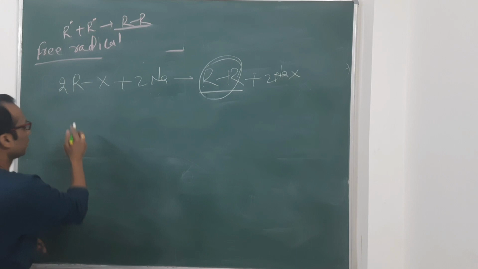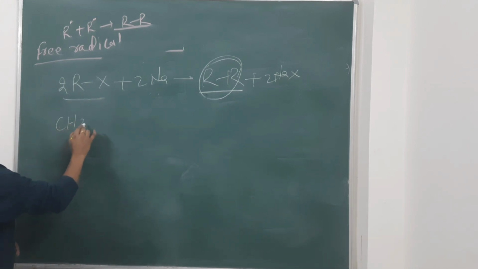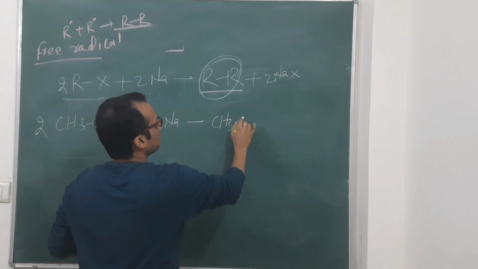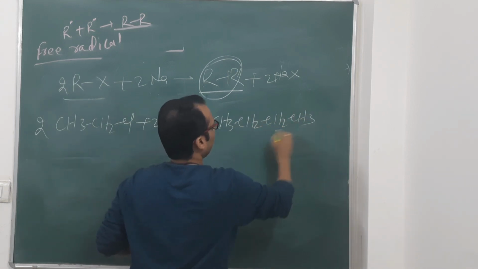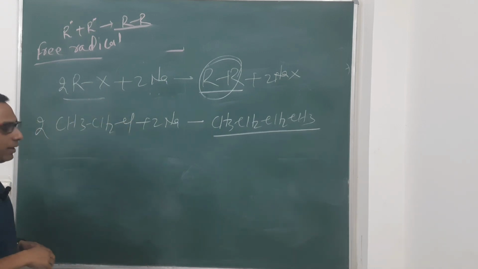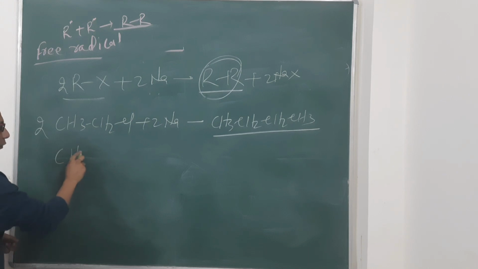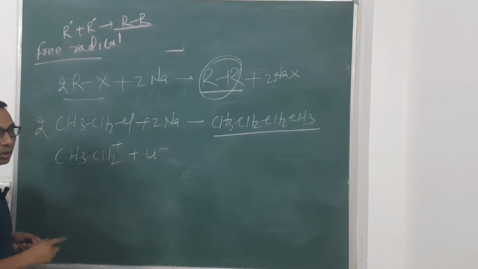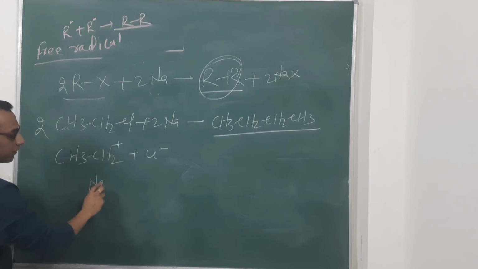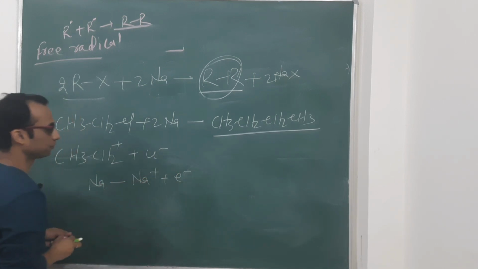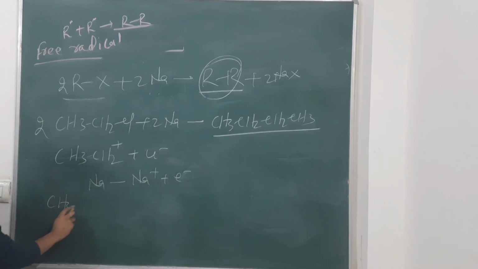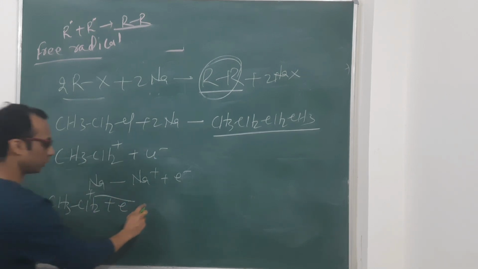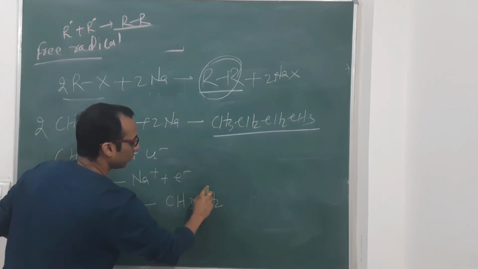Let's understand here, students. We take one example. Suppose we have taken CH3CH2Cl, 2 moles plus 2 moles. Here we will get CH3CH2CH2CH3. Correct? But do you know one thing? In the free radical mechanism, CH3CH2Cl forms a cation plus Cl negative. You have taken one sodium, so one sodium generates Na plus and an electron. Now these free electrons will be given to this ethyl carbocation, so that a CH3CH2 free radical forms.